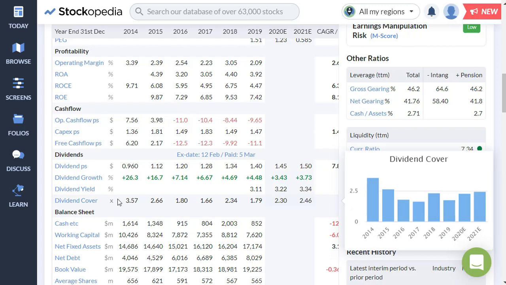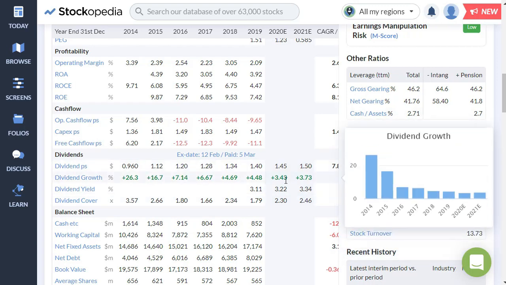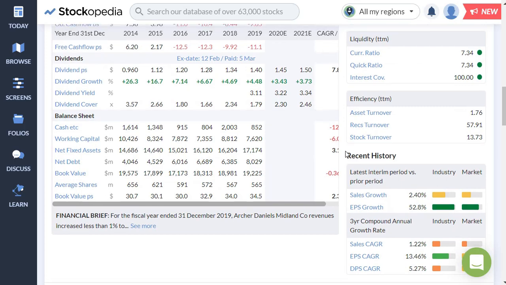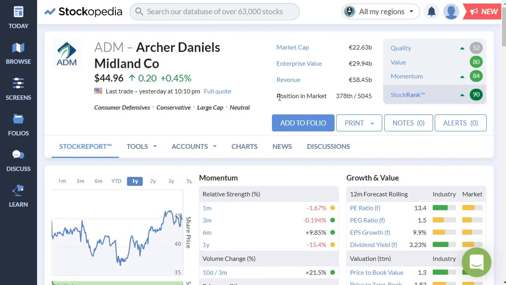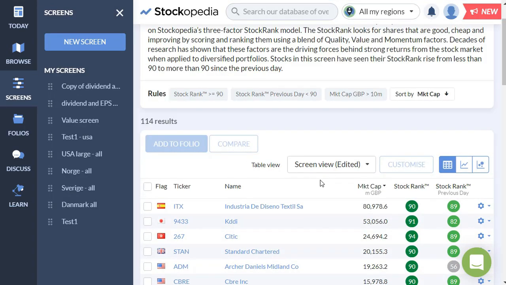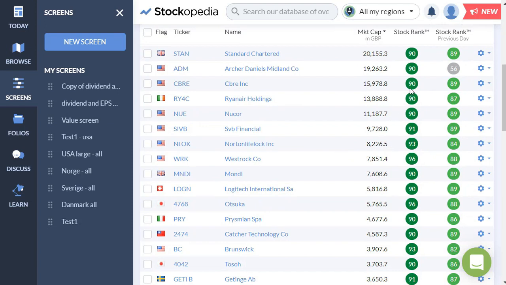But if you are a dividend investor, they're growing the dividends, and it is fairly covered. So this might be an interesting stock to you. And this was just from looking at, if we go back here, all the new stocks that went above 90 here in the stock rank.